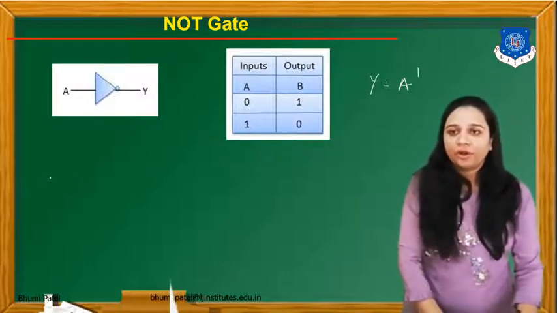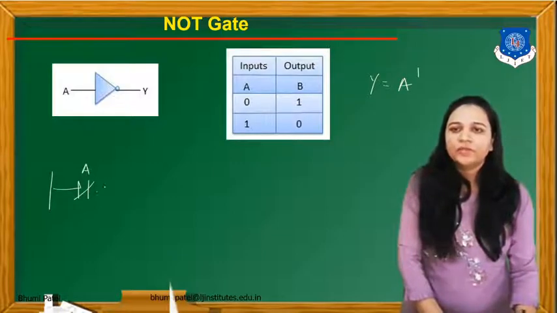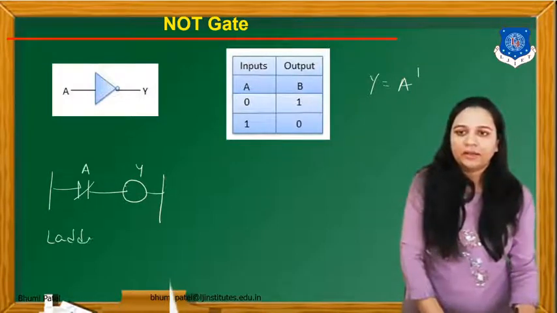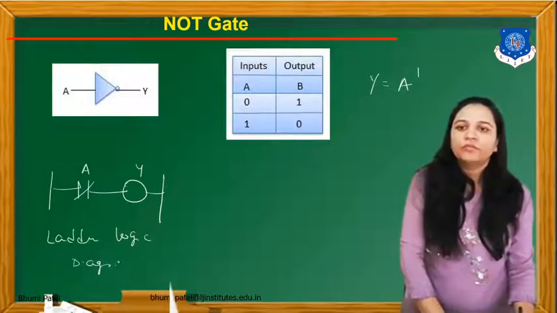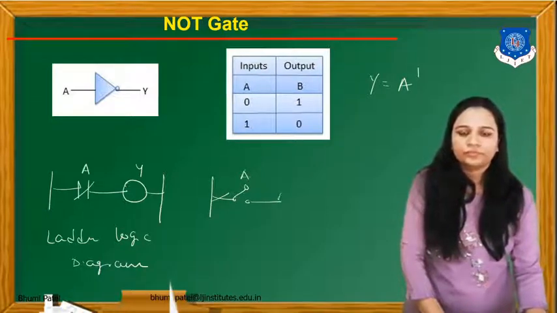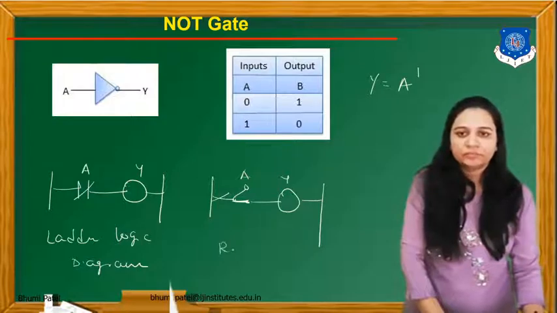If we draw the NOT gate ladder logic diagram, we put A as a normally closed contact. This is my ladder logic diagram for the NOT gate, and this is the relay diagram of the NOT gate. Here, if A is in the off position, we get the output.